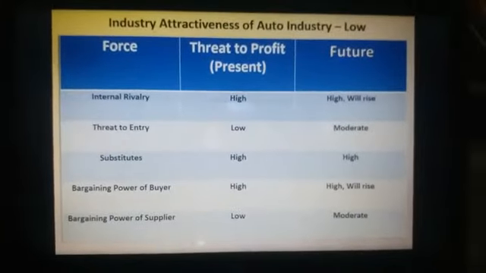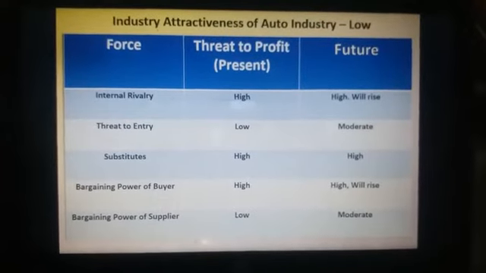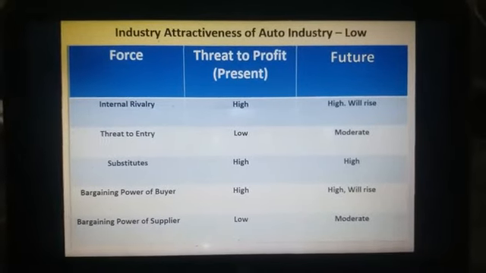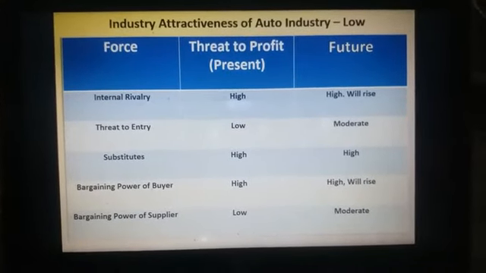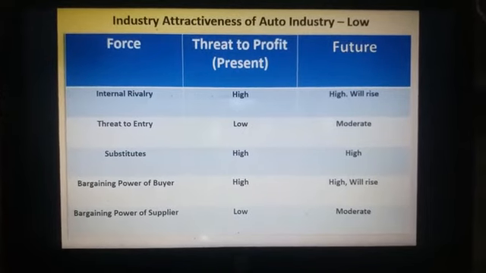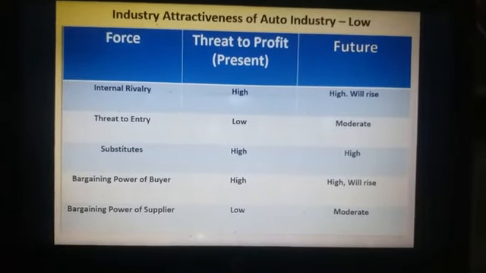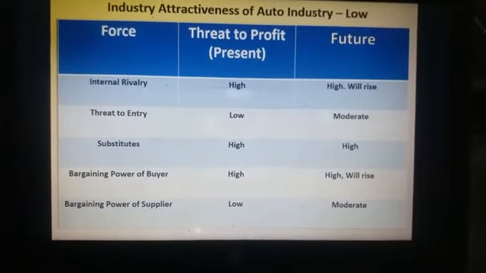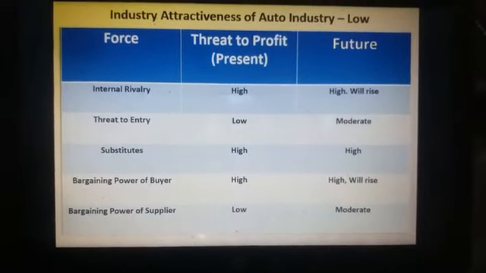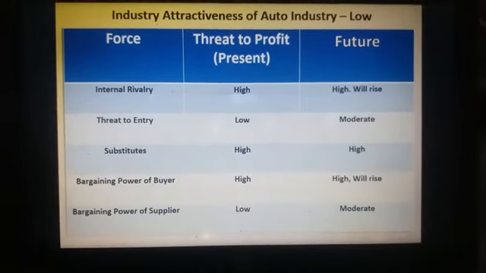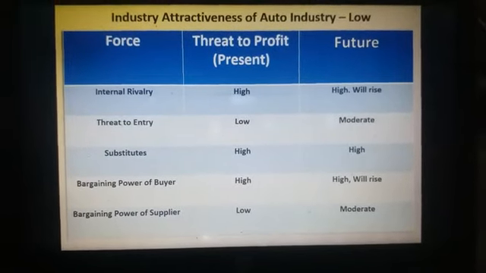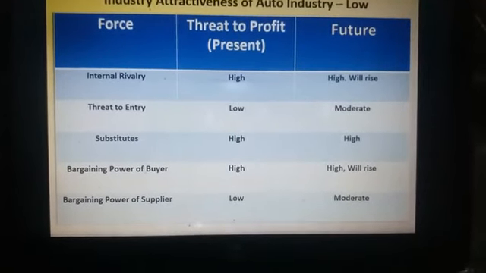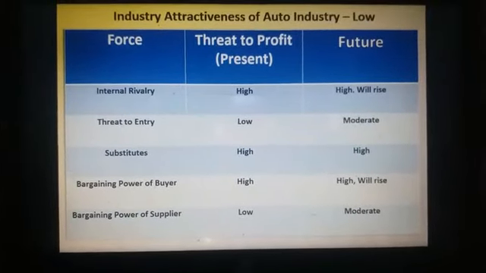Now, how does the industry affect the attractiveness of the automobile industry, looking at their profit and the future, present versus future. Internal rivalry, how about the internal enmity within the organization, can be high and will rise in the future also, because we discussed there is no threat to entry much, but entry can be made easily because already business is flourishing. Threat to entry, as we discussed, low, and in the future can be moderate due to the issues arising in the economy.